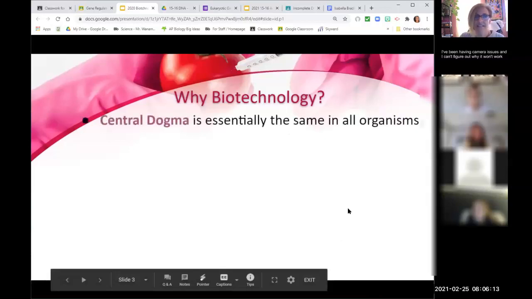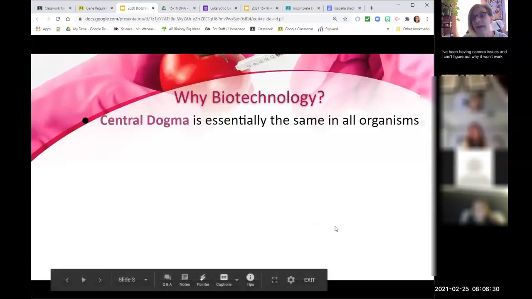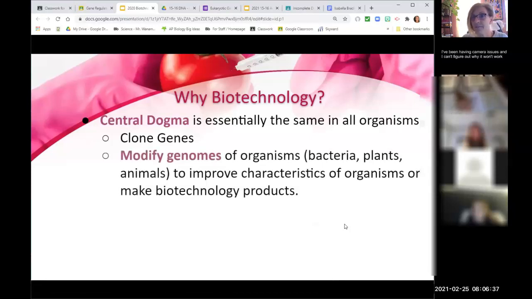So the central dogma is the same in every organism. If it wasn't, I wouldn't be able to take that insulin gene and put it into a bacterium, right? So every organism is going to go through that whole transcription translation process, which means you can really put any gene into any organism and have it translated. This allows us to clone genes as well as modify genes.